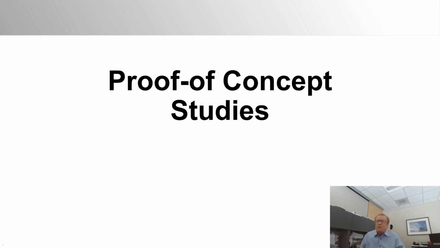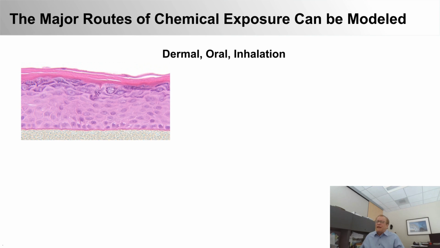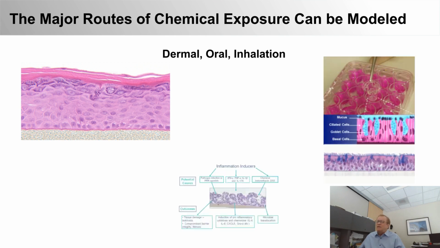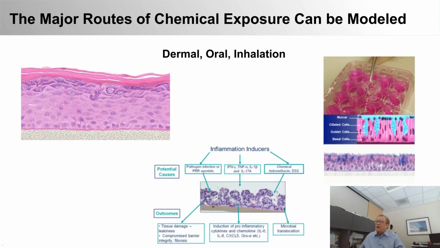So now I'm going to move into some proof of concept studies to show you how the system works. And let's start, as I mentioned earlier, it's important to be able to look at different routes of exposure: dermal, oral, and inhalation. And in the first examples, I'm going to be showing you some inhalation exposures, and then later on, I'll show you some intestinal or oral exposure as well. So again, we have a MatTek system for skin, we have the lung system by Muselair, and we have the intestinal system by MatTek Corporation.